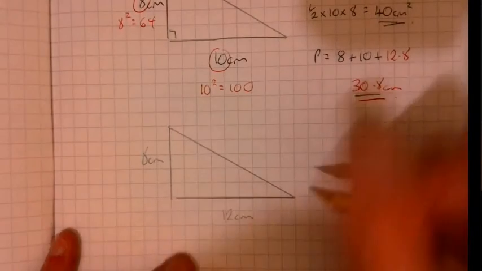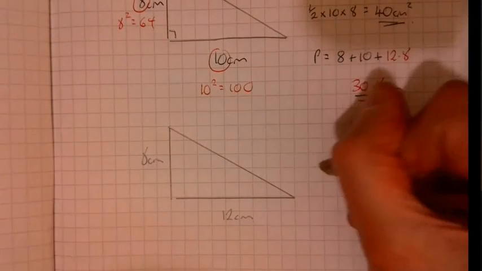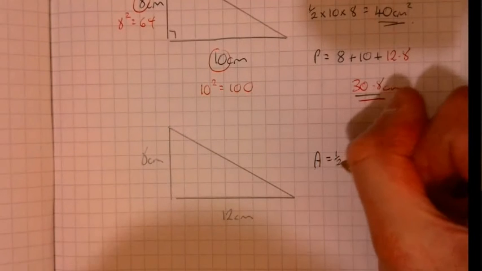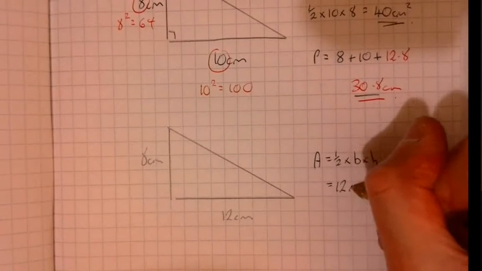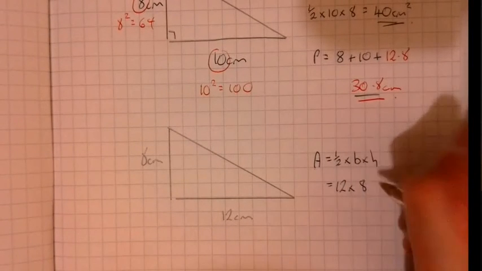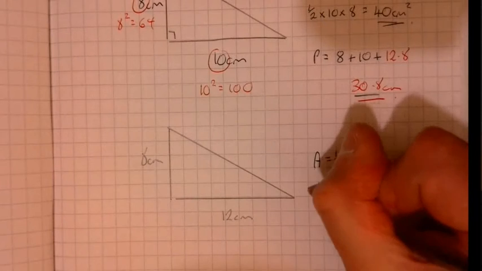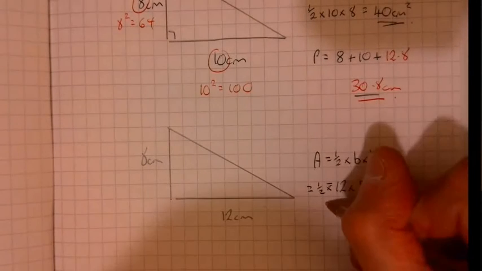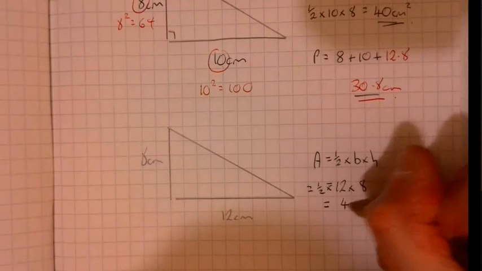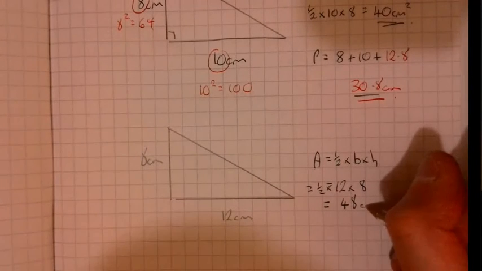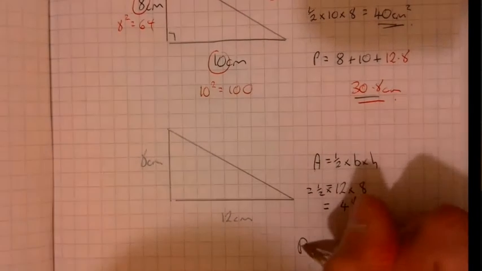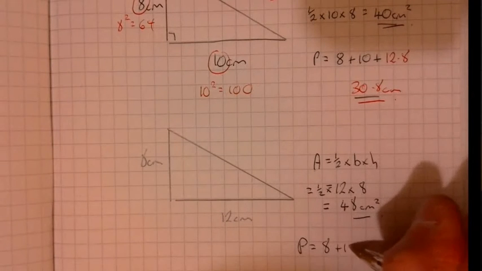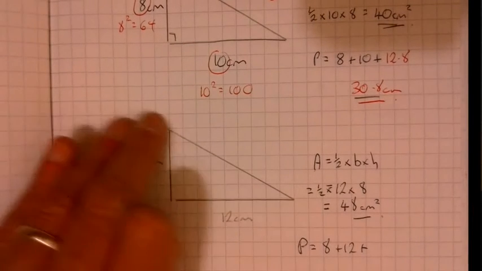So let's work out the area first of all. So remember, the area is equal to half multiplied by the base times the height. So that's equal to 12 times 8. Whoops, I forgot to have a multiplied by a half in there, didn't I? Now if I multiply that together, that comes to 48. It's going to be 48 centimeters squared. Right, okay. Now let's try the perimeter. So remember, we've got to do a little bit more work to get the perimeter. So it's going to be 8 plus 12 plus that other bit.